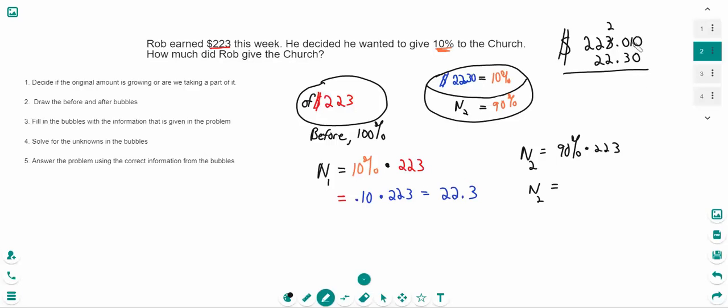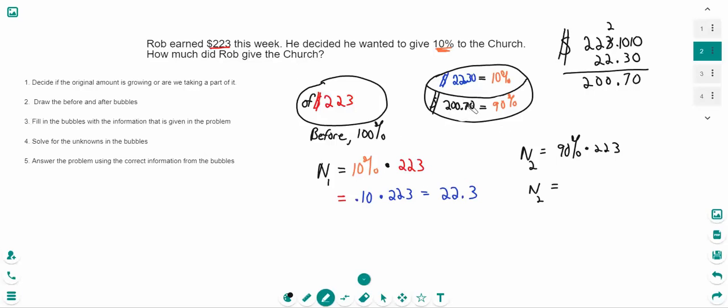So we have, whoops, what am I doing? $223 minus $22.30 is $200.70. Okay, so this number 2 we can replace with $200.70. And now we've completed our bubble. Everything in the bubble is complete now.